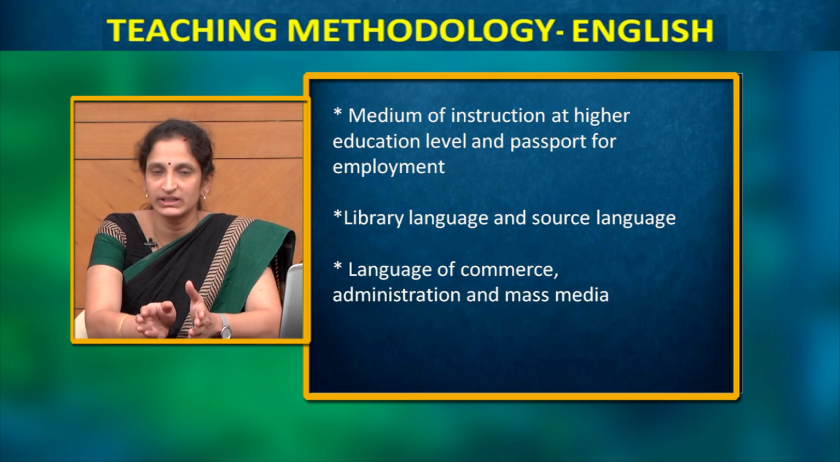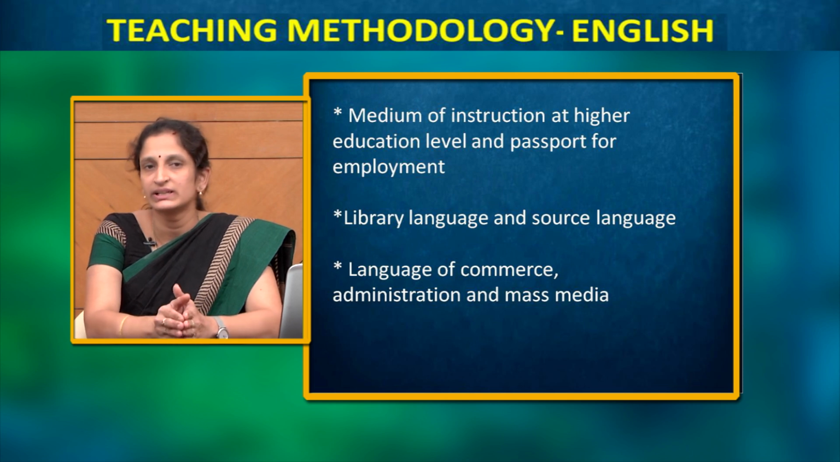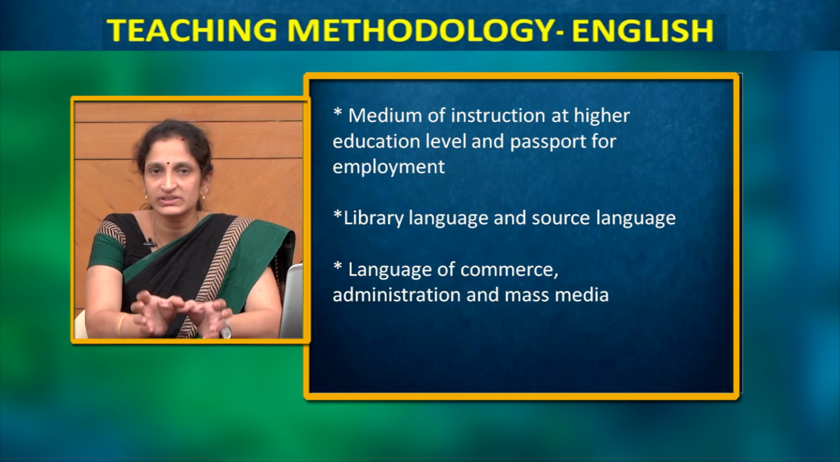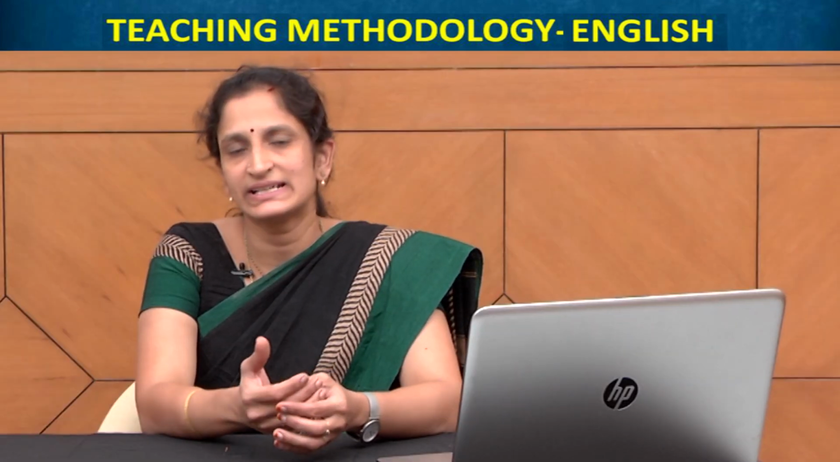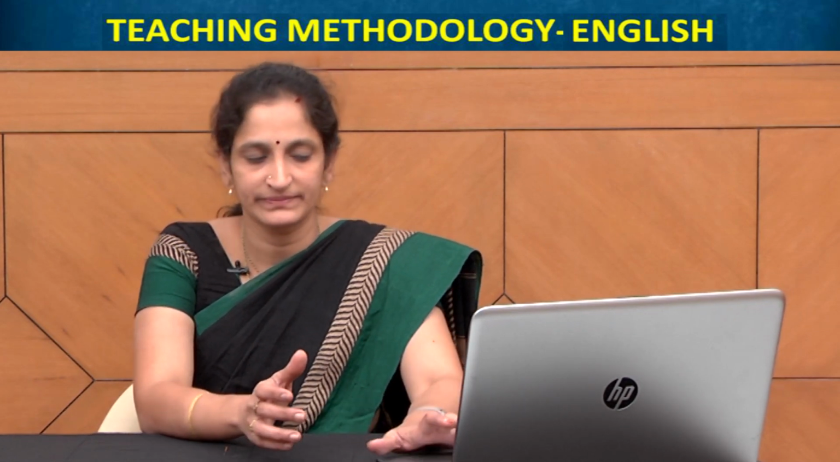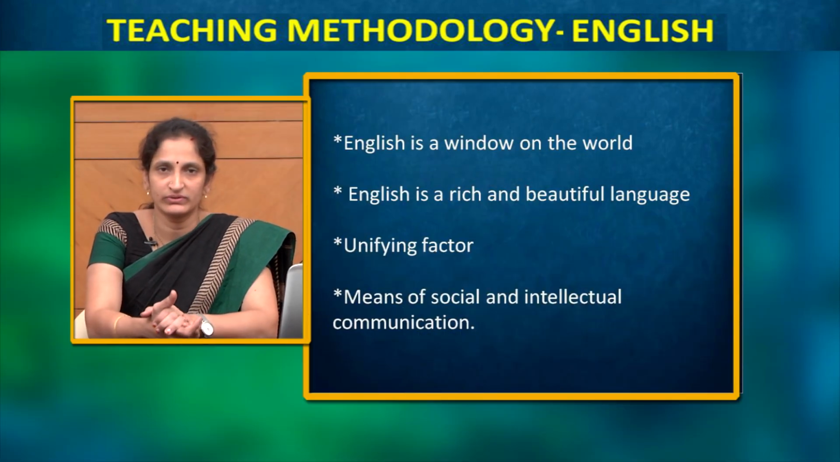So, all the internet information is available only in English. Only a few sites have a Telugu version or other regional languages, but the majority of the sources, 100% of sources, are available only in English. So that is why English is also the source language. It is the language of commerce, administration and mass media. By looking at all these areas, these are the factors that made English be considered the second language instead of a third language. English is a window on the world.